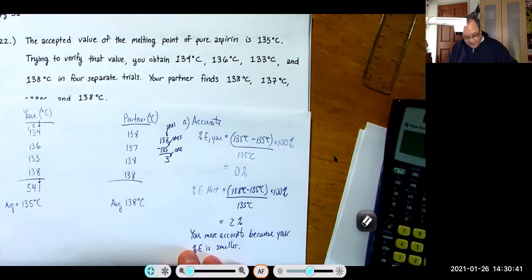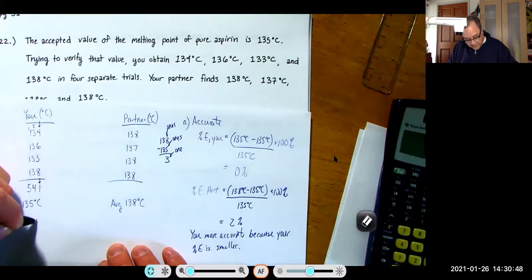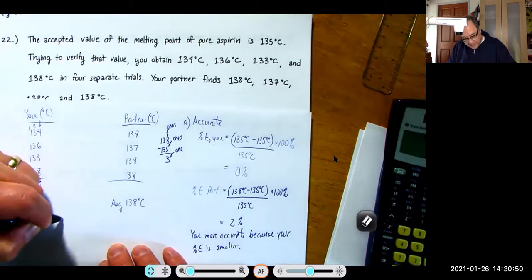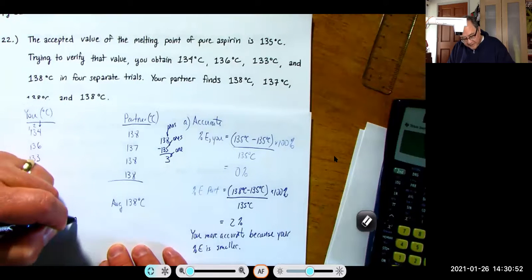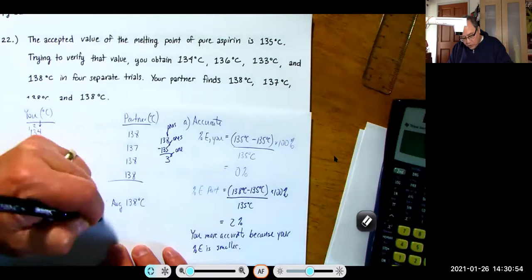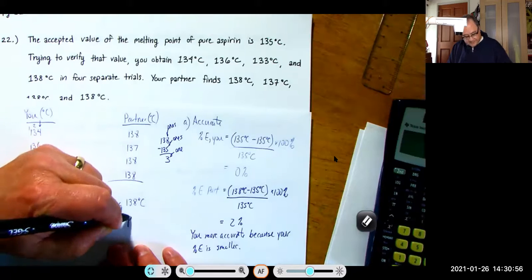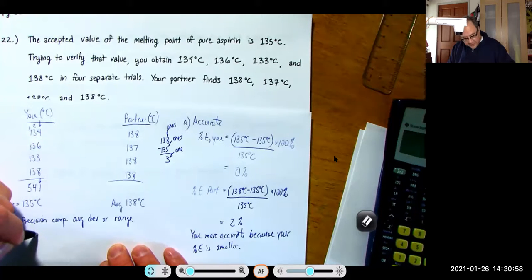Okay, now for B, how do we do the precision? For precision, you compare average deviation or range. And in each case, the smaller is better.